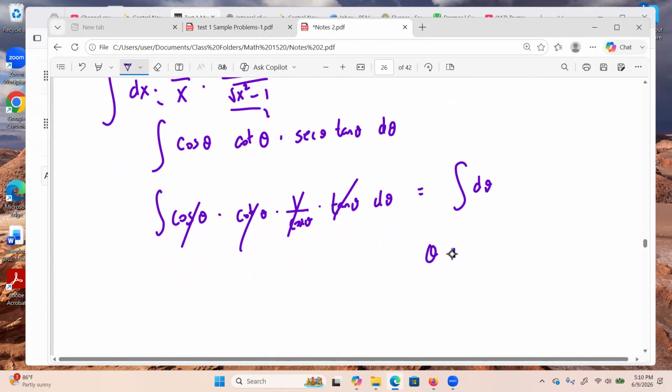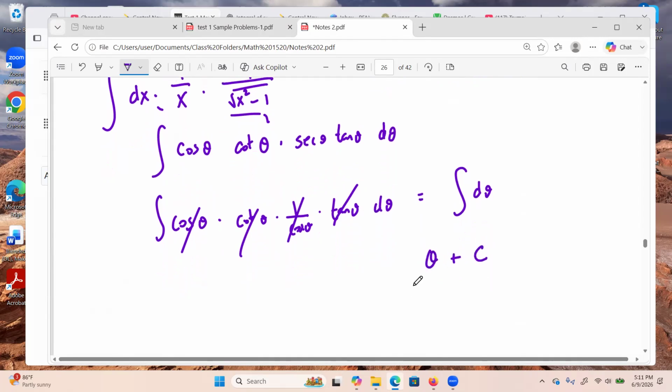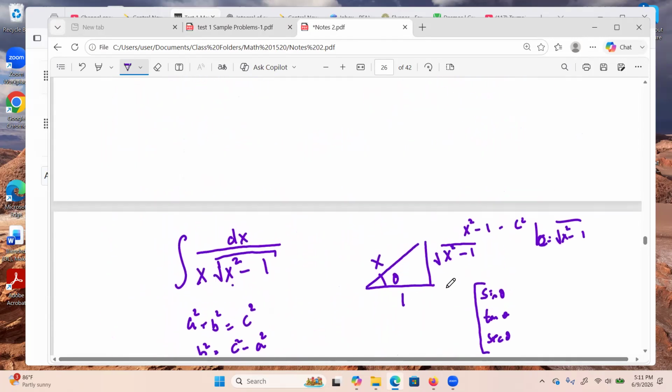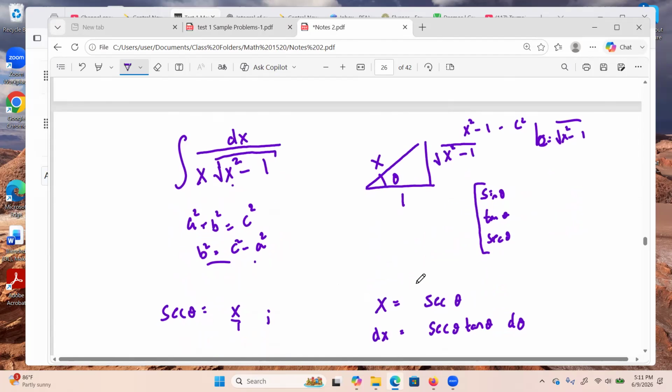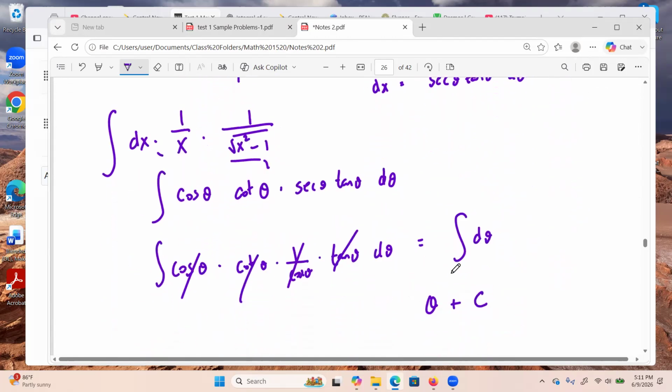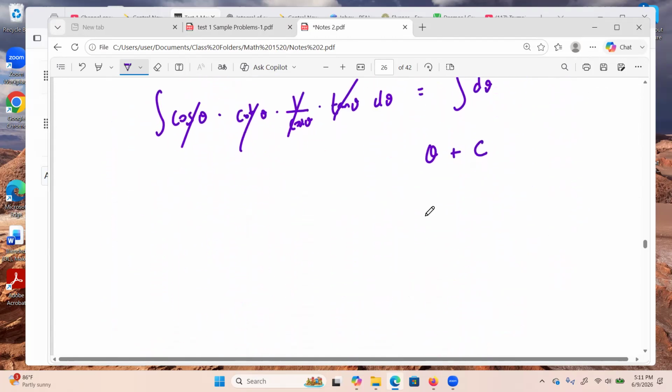Integrating d theta, thanks. That's an easy problem. That's going to give me a theta plus c. Okay. Now we have to go back up to our triangles. And what the heck was theta? Well, we have secant of theta is equal to x. So theta is going to be the inverse secant of x. And that's how we're going to write this thing. Fortunately, this is an indefinite integral. So we have secant inverse of x plus c. And that's pretty much what you got with this problem.